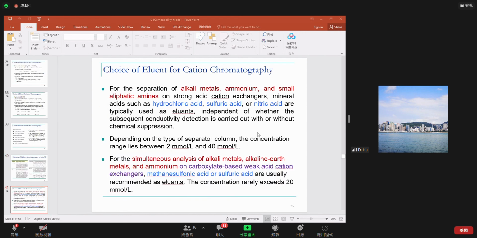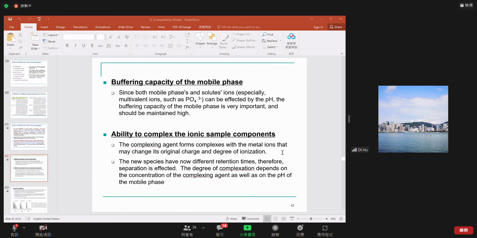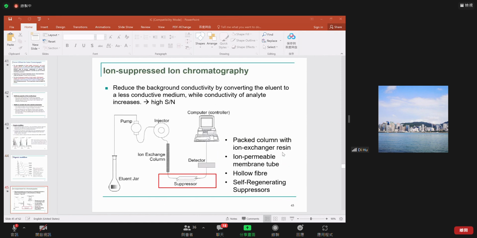But for cation, if we want to separate alkali metals, or if you want to separate both alkali metals and alkaline earth metals, what is the difference? And how do other parameters influence the separation?